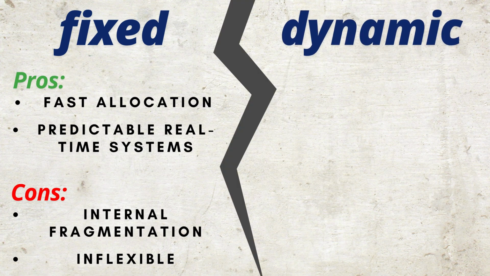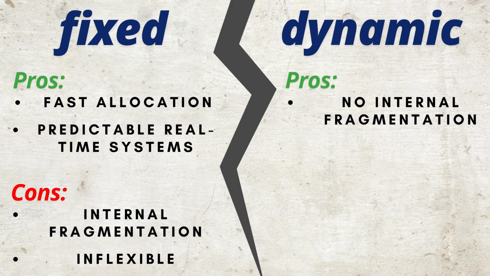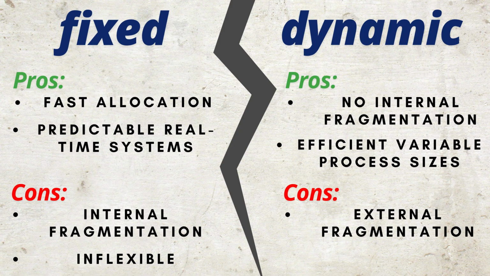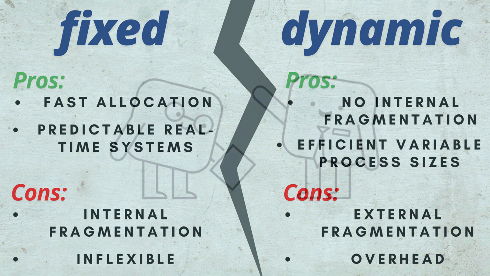Dynamic partitioning pros: no internal fragmentation. Efficient for variable process sizes. Cons: external fragmentation. Free memory becomes scattered. Overhead. Requires placement algorithms and compaction.